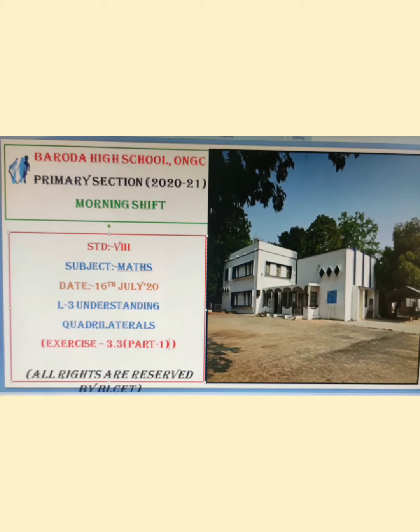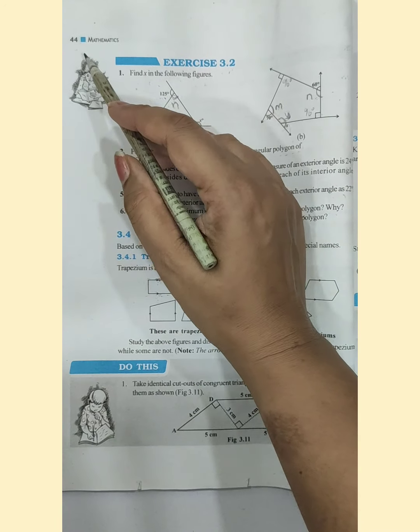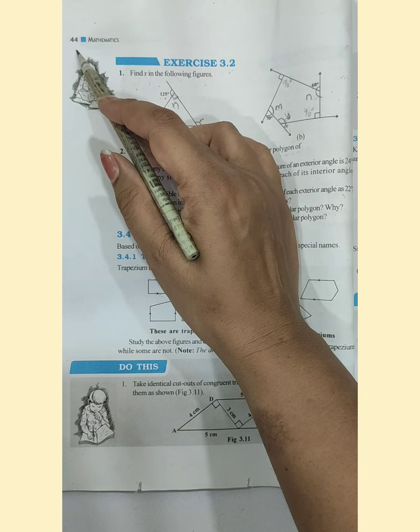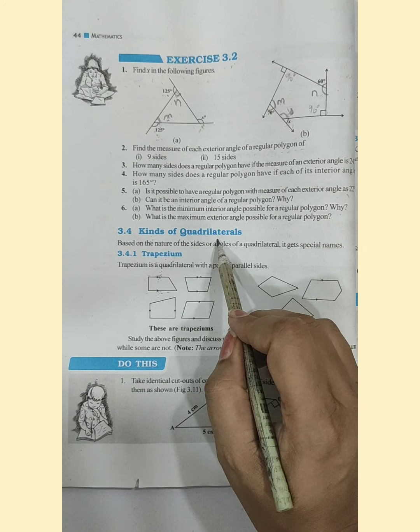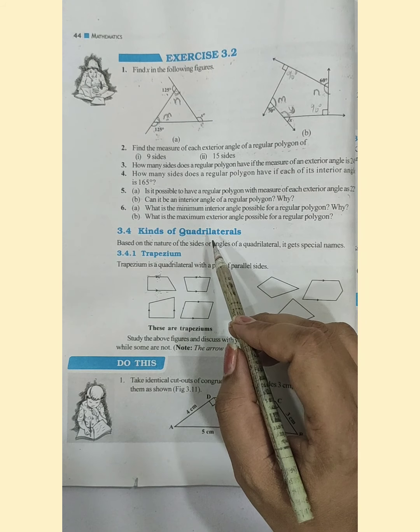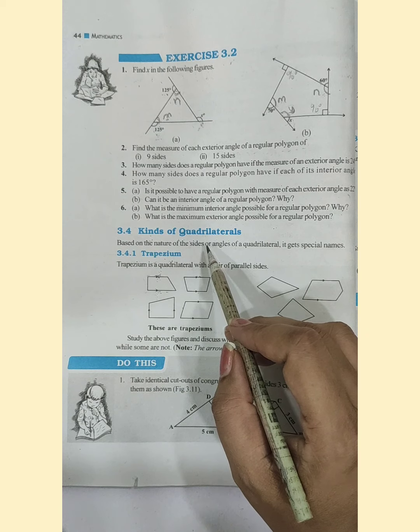In today's session, we are going to learn kinds of quadrilaterals and their properties, and we are going to start with exercise 3.3. Take out page number 44 in your maths textbook. We are going to start with kinds of quadrilaterals. Quadrilaterals are named on the basis of the sides or angles.